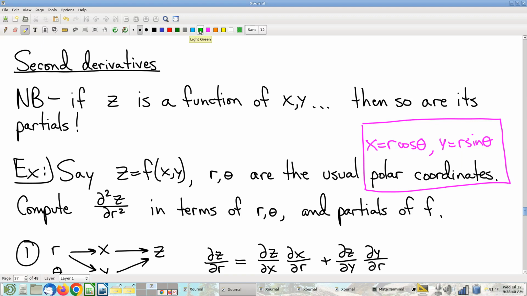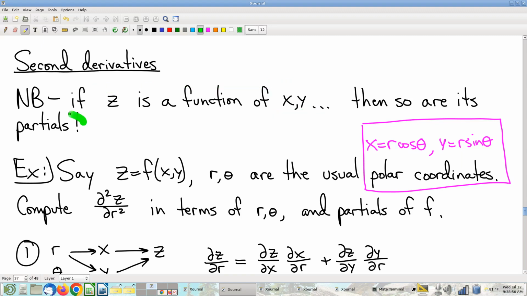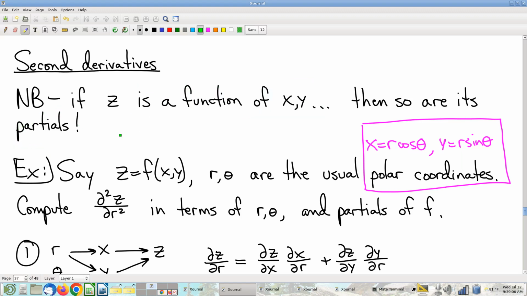So the big idea, mostly I'm going to show you how this works by example. We're just going to dive right into an example, but the big idea to be on the lookout for is if you have one variable that's a function of others, then its partials are also functions of those same input variables. That's ultimately the big point. So let's dive in and see how this works.